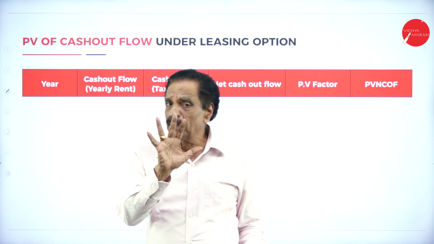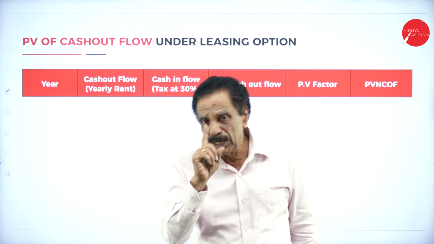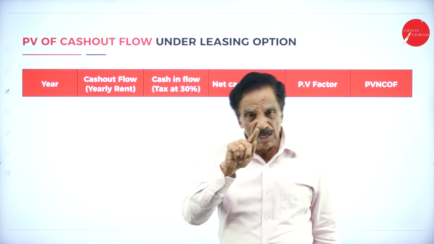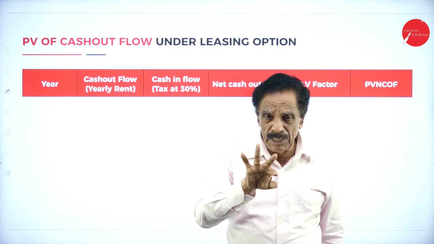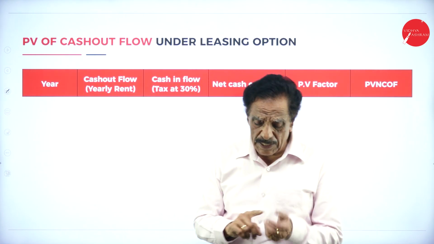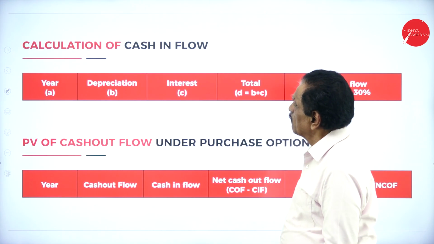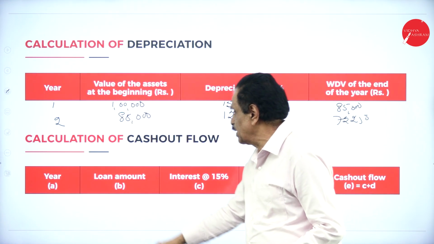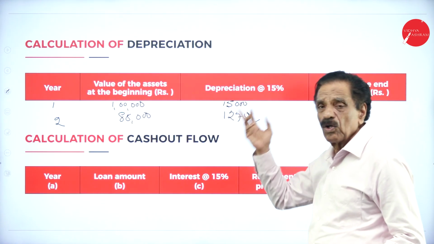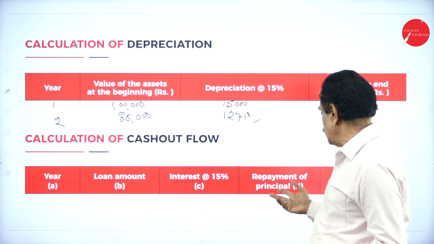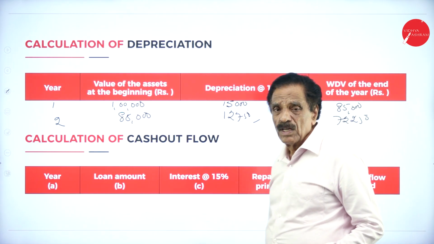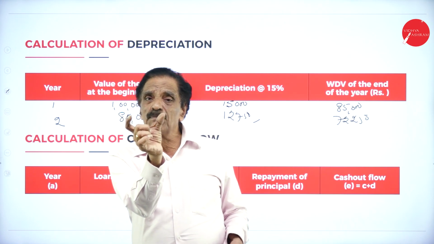So, which are the 5 points to be remembered? First is the depreciation. Second is the cash outflow: loan amount, interest, repayment of principal, and the balance is the outflow. That's why you have the installment money.